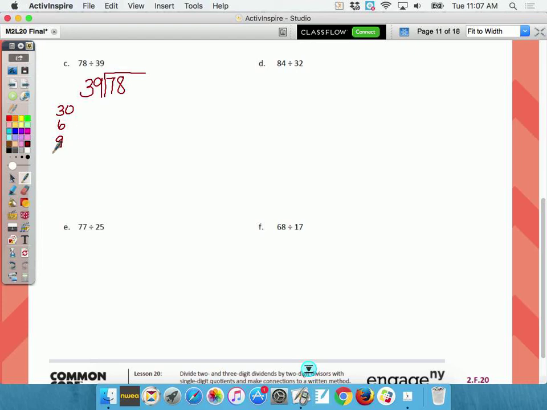So 3, 6, 9, 12. Add your zeros. Okay, what number is closest to 78 without going over? 60. So what number am I going to try? 2. So over to the side, what number will I multiply by 2? 39. The actual divisor. 39 times 2. Lo and behold, what do we have?